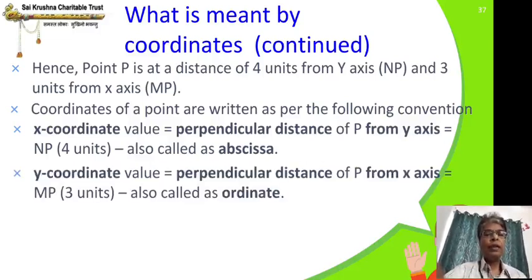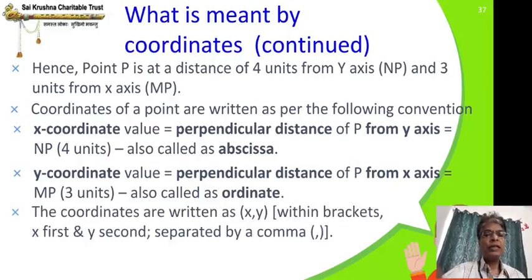Similarly, y coordinate value equal to perpendicular distance of P from x-axis, that is MP. We saw M to P we drew, which was equal to ON, 3 units, and it's also called ordinate. So these definitions are very important. Let me finish these next 1 or 2 lines, then you can pause and note down.